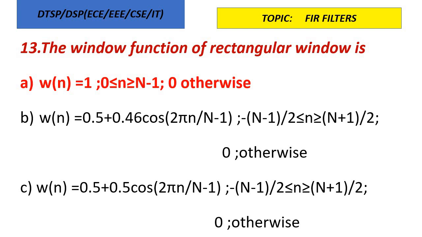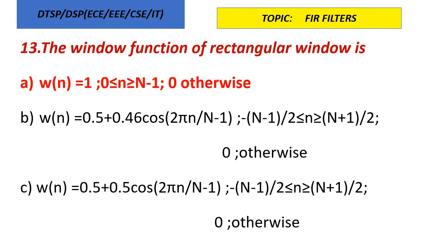So the window function of rectangular window is what? The window function is given here. W of n represents the window function. So for the rectangular window, what is the window function? W of n equal to 1 when the value of small n varies from 0 to n minus 1. Otherwise, W of n value is 0. So this is the window function for the rectangular window.